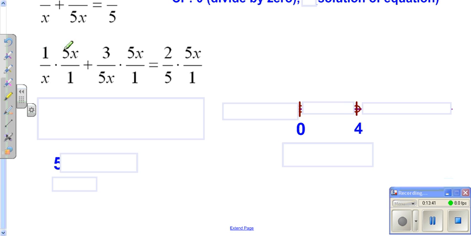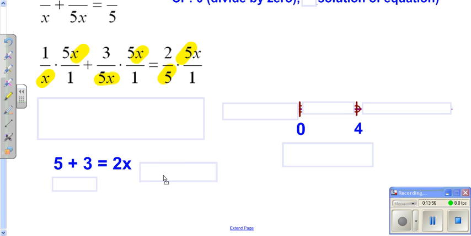Then you're going to cross out what's the same on the top and the bottom. Then you're going to write what you have left. You're only left with a 5 plus just a 3 times 5. And then over here you're left with a 2x. Okay, sorry about that. I said a 3 times 5, but the 5 dropped with the bottom one, so it's just a 3 here. So you get 8 on the left equaling a 4x. You go ahead and divide your 8 by 2, and you get 4.